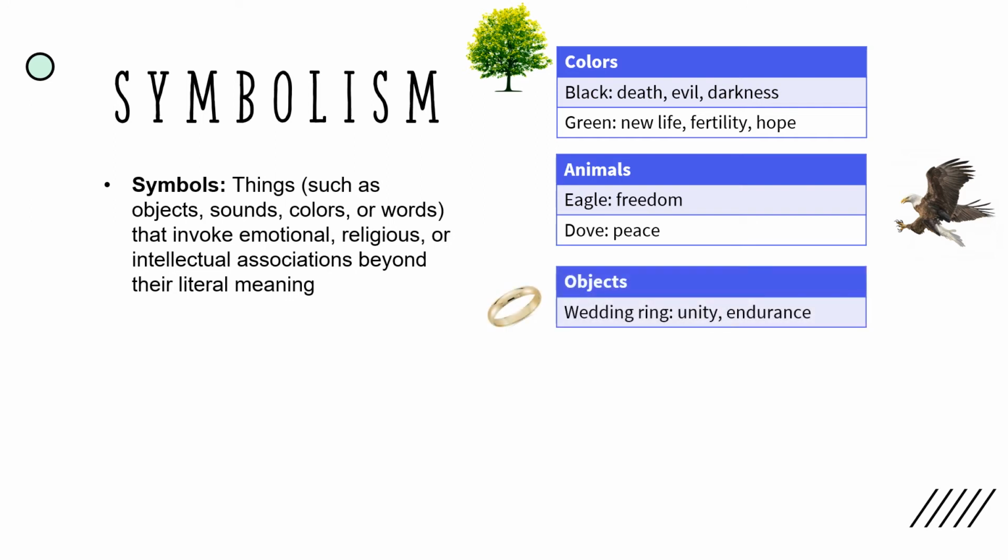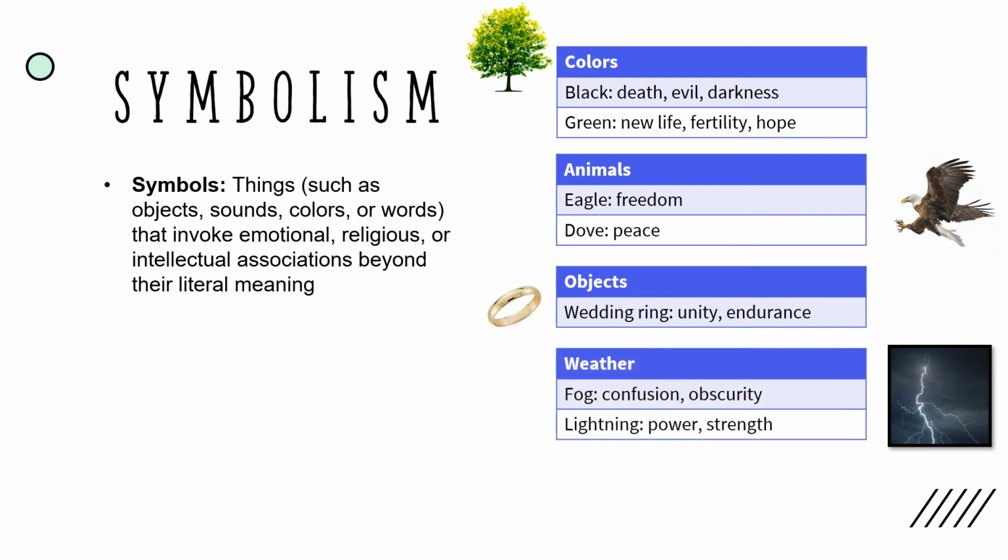A wedding ring may be used to represent unity and endurance because it's in the shape of a circle and made of gold. Even weather can serve as a symbol. For example, fog might symbolize confusion or obscurity, and lightning might represent power and strength.